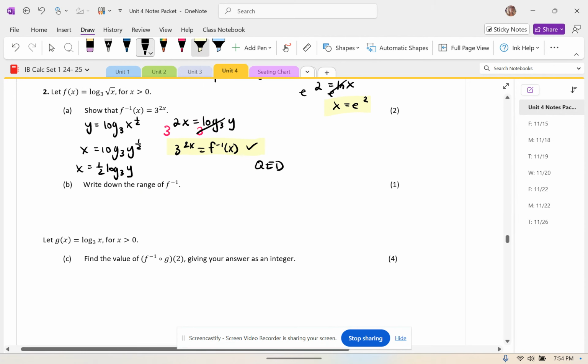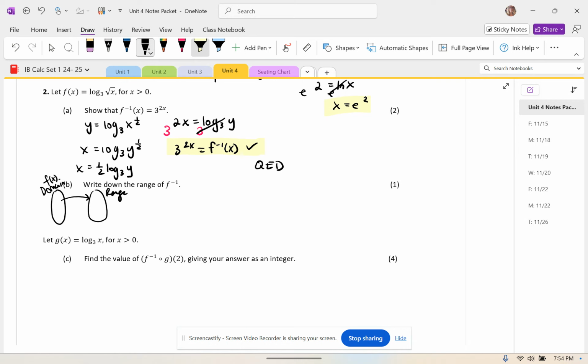Okay. And then now it says write down the range of the inverse. Okay, so I know that the domain and the range of the original are equivalent to the range and the domain of the inverse. So the domain of the original was given as x is greater than 0. So if I'm going to write down the range of the inverse, it's just y is greater than 0.